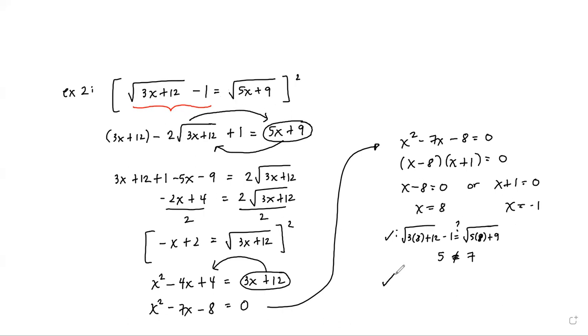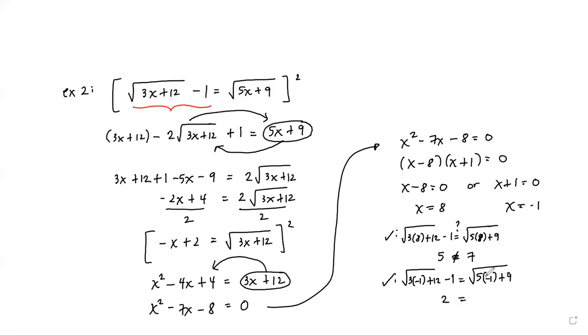And then for the second one, for x equals negative 1, we will be substituting it. So the square root of 3 times negative 1 plus 12, minus 1, equals the square root of 5 times negative 1 plus 9. So 3 times negative 1 is negative 3. Negative 3 plus 12 is 9. Square root of 9 is 3. And then there's a minus 1, so we get 2.